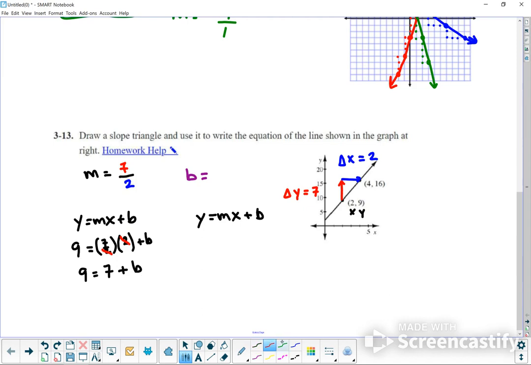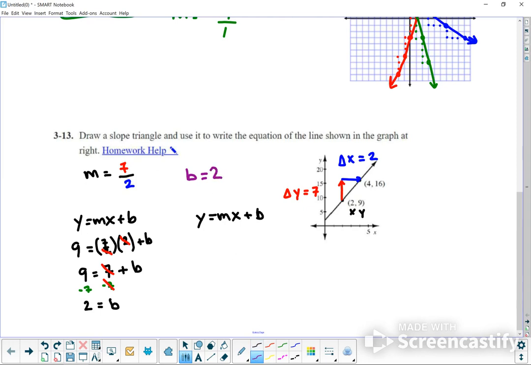We're going to go ahead and solve for b. We're going to subtract 7, and that's going to go away. And we get b, all that's left over on the right-hand side, and it's equal to 9 minus 7, which is 2. So our b value is actually 2.